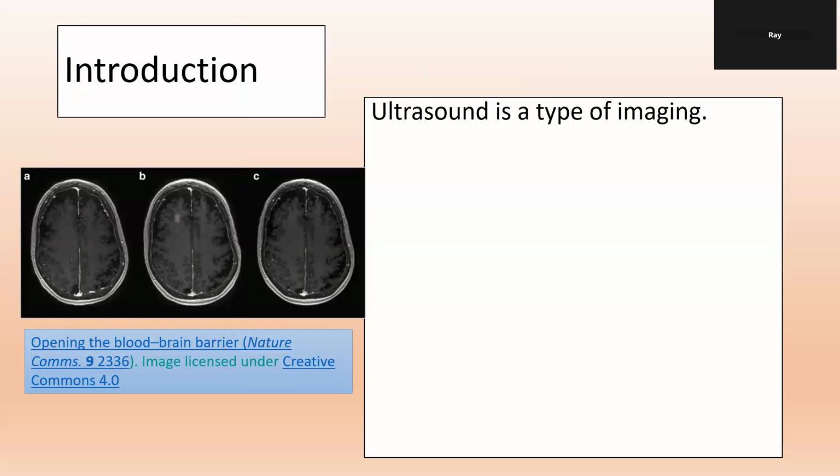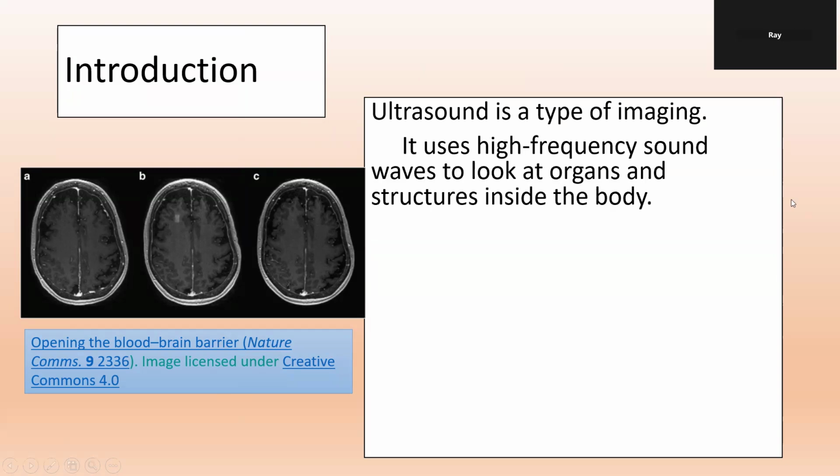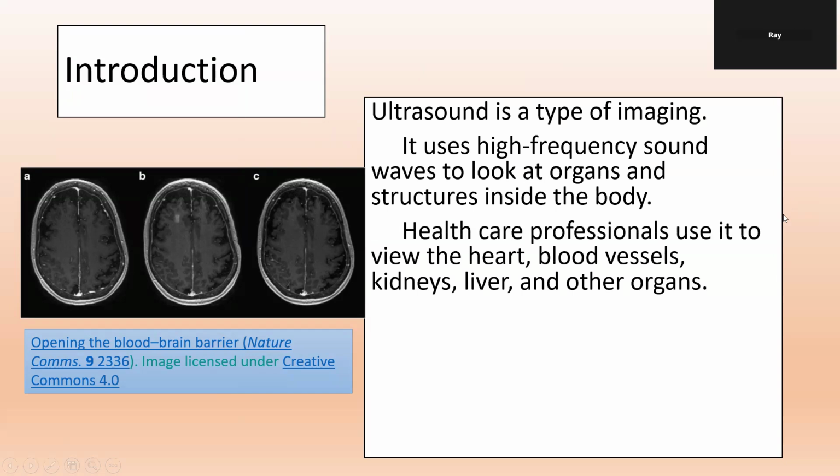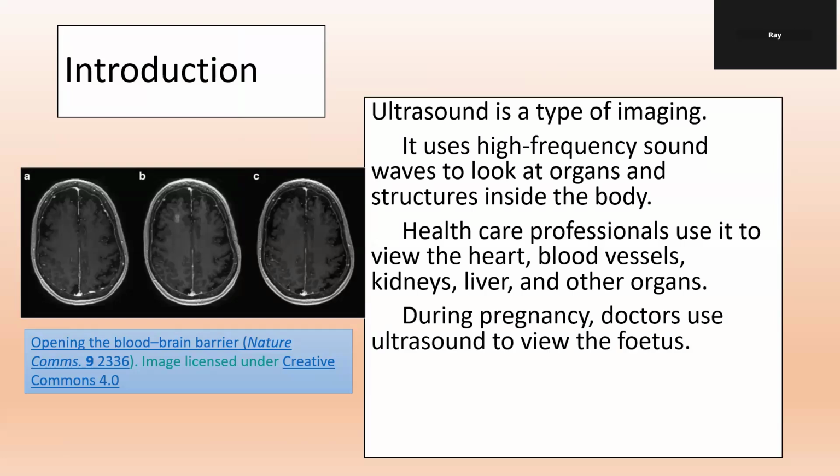Right. This is an image of opening the blood-brain barrier. The image of ultrasound. Ultrasound is a type of imaging. We use high-frequency sound waves to look at organs and structures inside the body. Healthcare professionals use it to view the heart, blood vessels, kidney, liver, and other organs. During pregnancy, doctors use ultrasound to view the fetus.